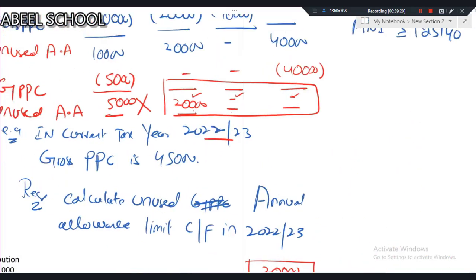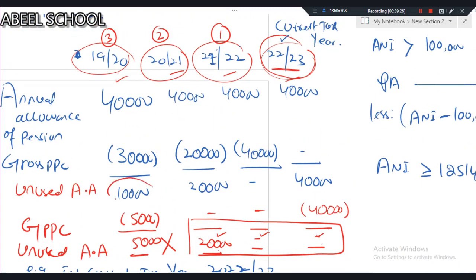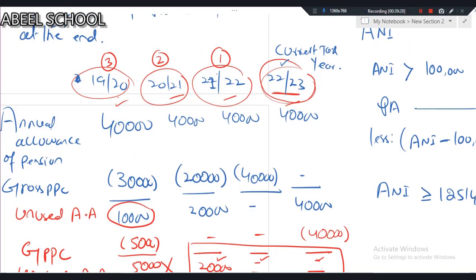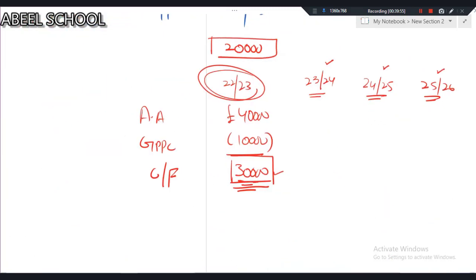If you check over here, this unused limit of 10,000 can be carried forward for maximum 3 tax years: 20-21, 21-22 and 22-23. Out of that 10,000, we have used 5,000, still 5,000 is left. But the problem is this 5,000 can no more be carried forward, because the 3 year time period has passed. This 30,000 will be carried forward for the 3 tax years.